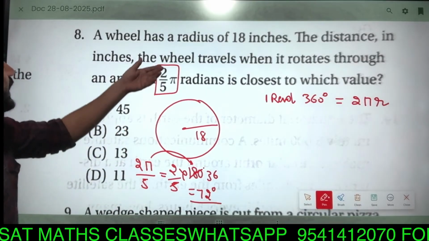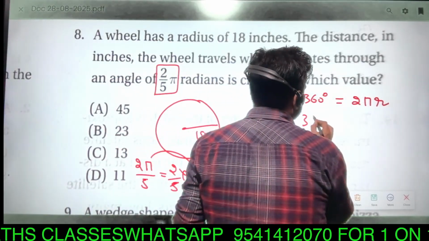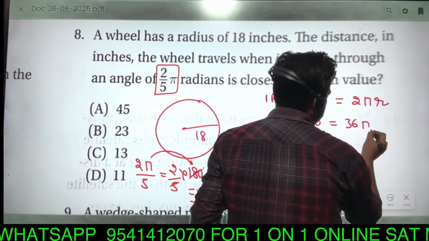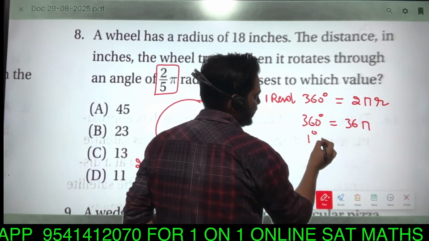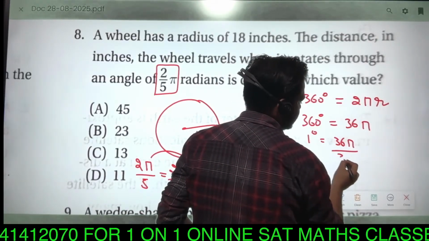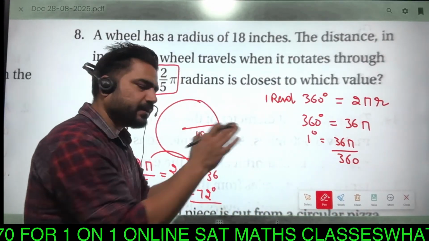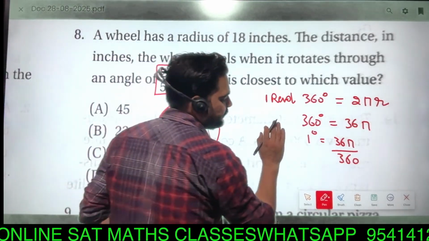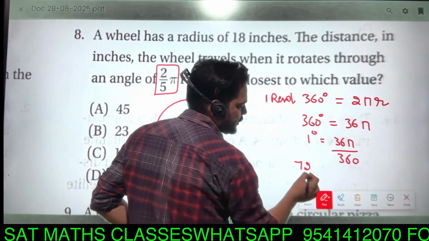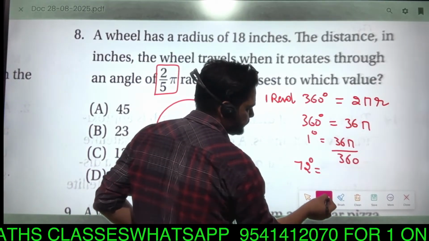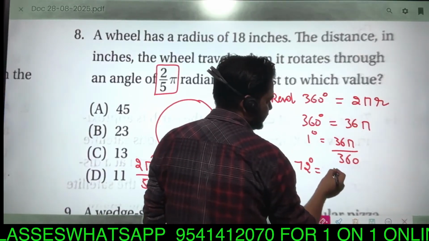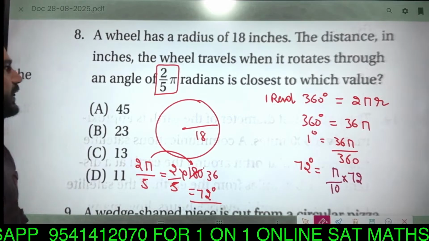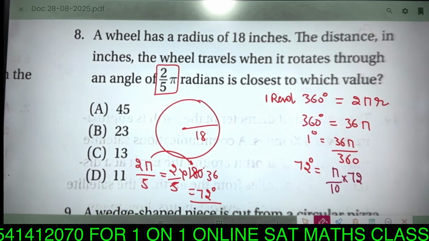And what is the value of r? R is 18 inches. So in 360 degree it covers, if we put the value of r as 18, 36 pi. In 360 degree 36 pi, so in 1 degree it will be 36 pi by 360. In 1 degree it will cover that much distance. Now we have to tell how much distance it will cover in 72 degree. First of all, this is pi by 10, and we will multiply this by 72, and this will be the distance exactly covered by the wheel.